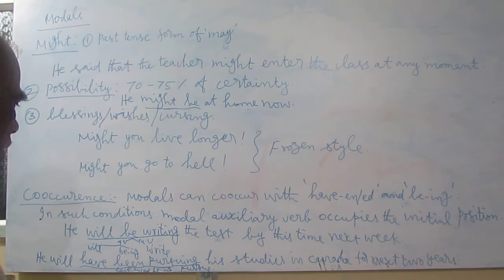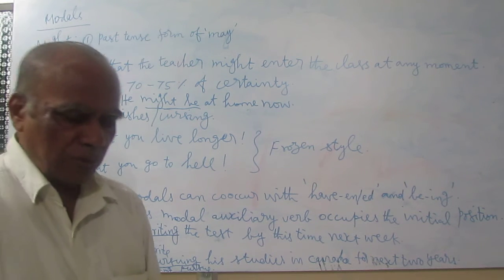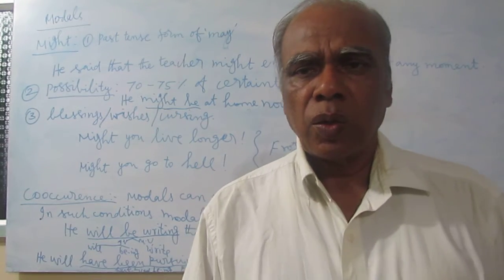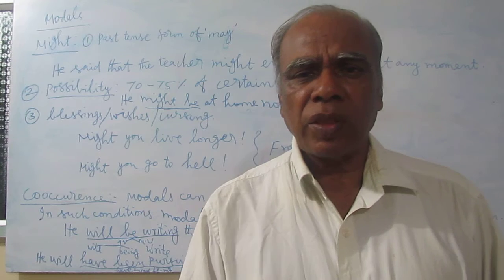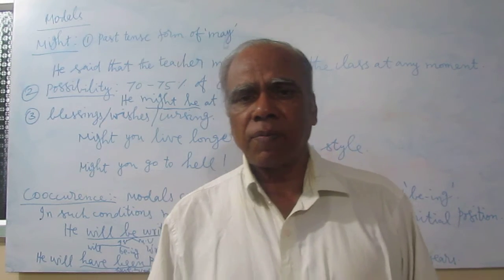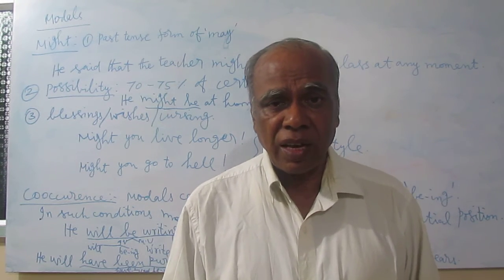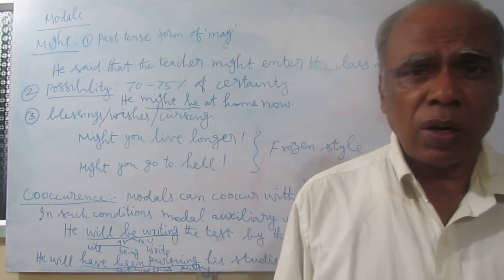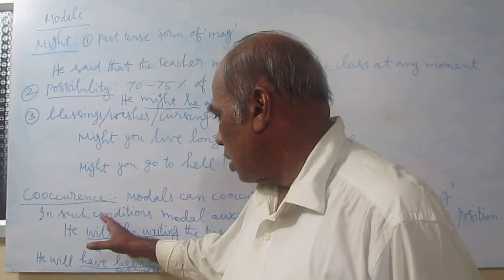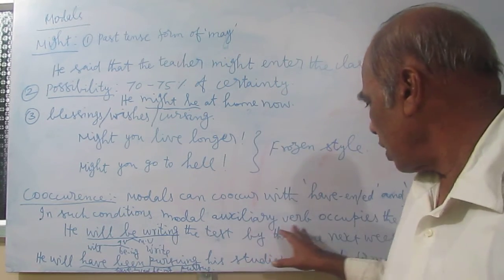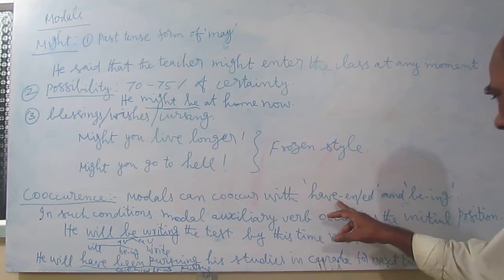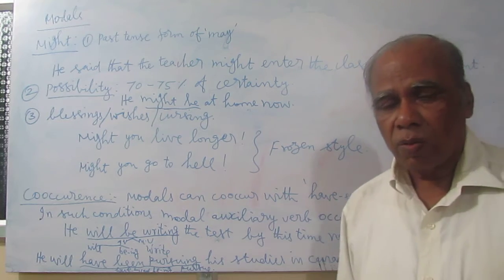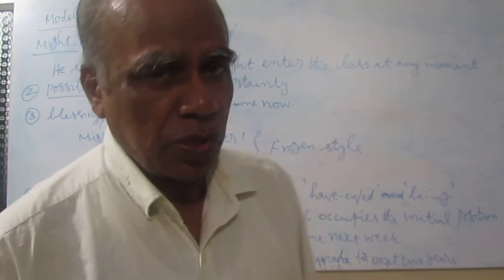Moreover, I told you about co-occurrence. When we studied primary auxiliary verbs, I told you do forms do not co-occur with any other auxiliary verbs. But be+ing and have+en can go together. These modal auxiliary verbs also can co-occur with be+ing and have+en, or ed. In such conditions, modals only occupy the initial position.